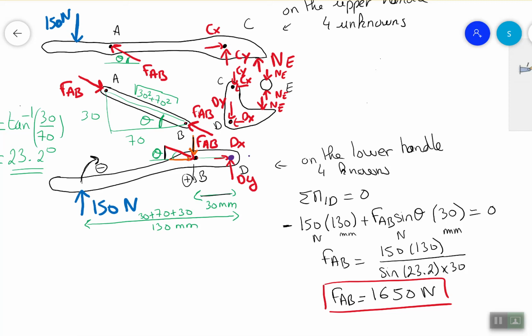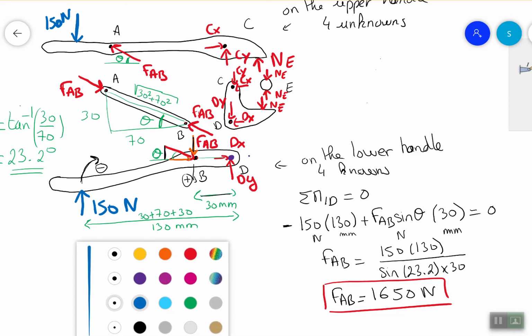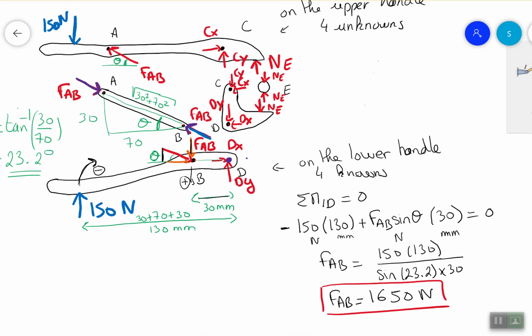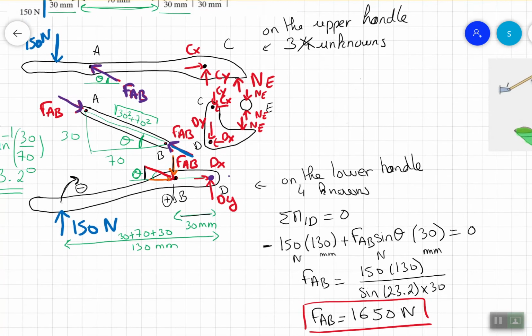We found FAB. So now what we can do is, we can write that FAB is a given force, is a known force. So we found FAB, so we know the magnitude of this one, that's the same, and we know the magnitude of this one. We know the magnitude of FAB. So on this upper handle, it's not 4 unknowns, it's 3 unknown. Here we go. Let's look at the upper handle. We have the 150 that we know, the FAB that we know, how much is that?